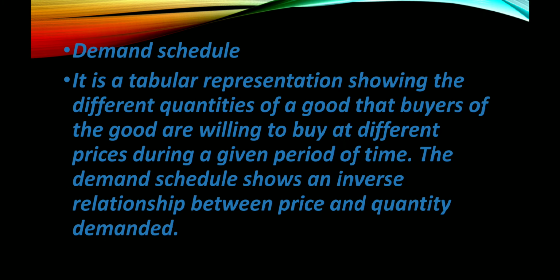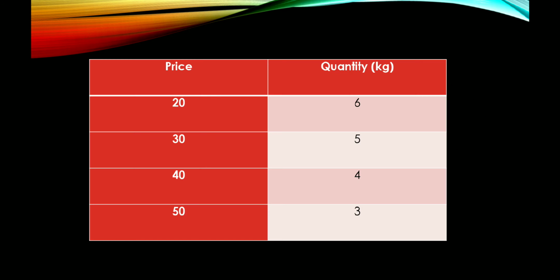Demand schedule. It is a tabular representation showing different quantities of a good that buyers of the good are willing to buy at different prices during a given period of time. The demand schedule shows an inverse relationship between price and quantity demanded. This is the demand schedule of an imaginary good. Here, first column represents the price of the commodity and the second column quantity demanded of that commodity.